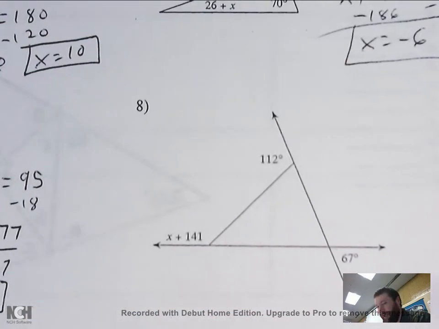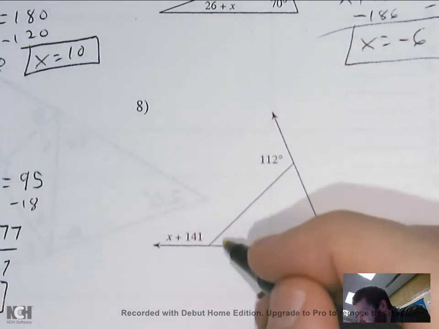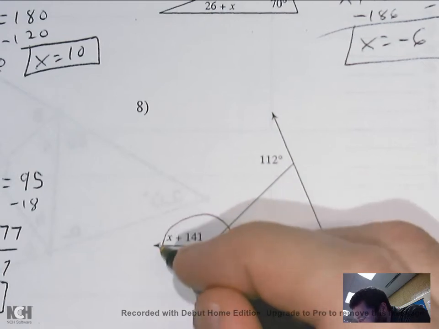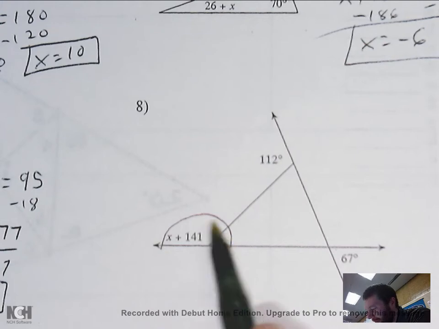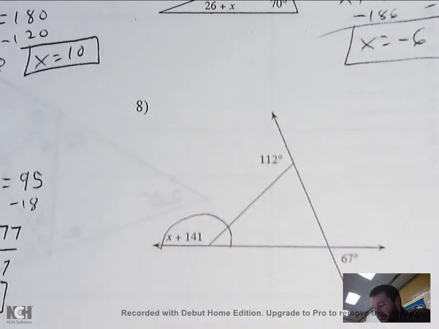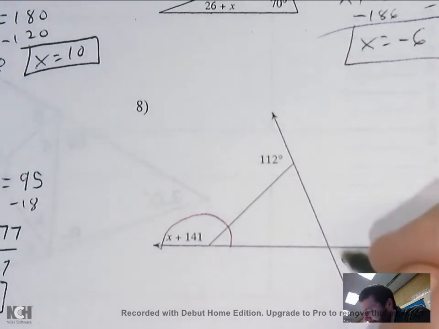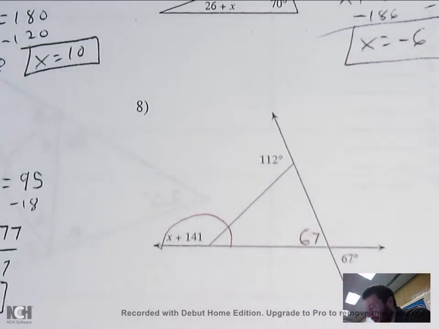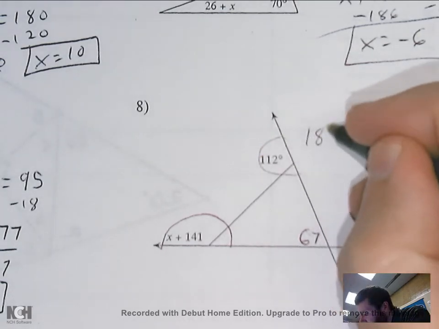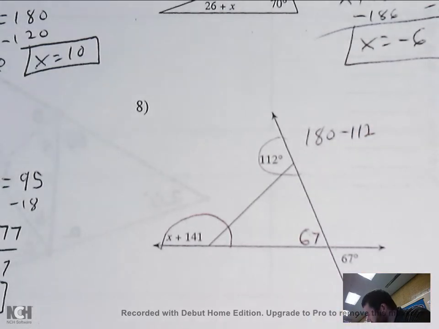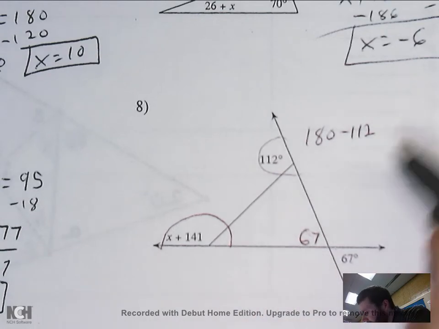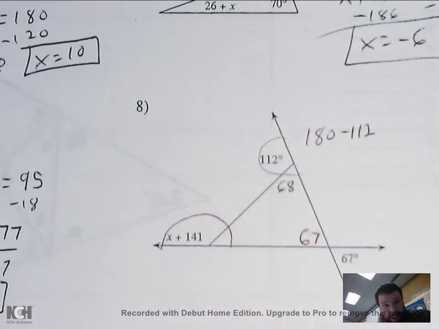Then, number 8 here. I can see this is where the x is, right? I know it is supplemental with that angle, so those two add up to 180. So if I can figure out that angle, then I should be able to find what x is equal to. So I know these two angles are vertical, so this has to be 67 degrees. These two are supplemental, so I can do 180 minus 112 to get this angle. 180 minus 112 is 68 degrees. Okay.